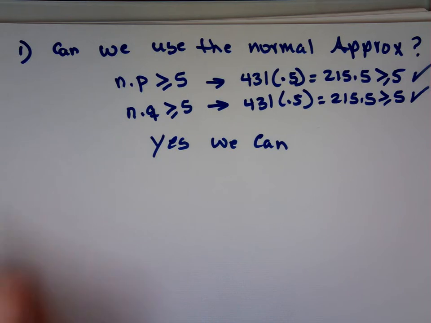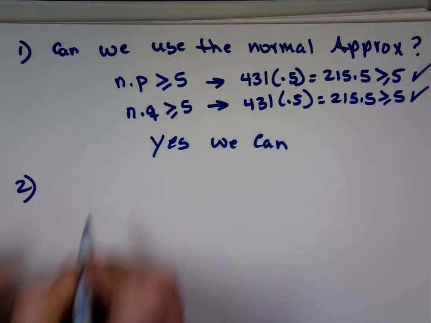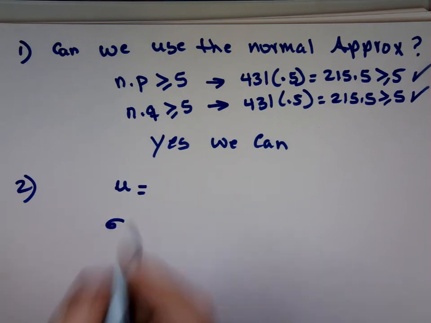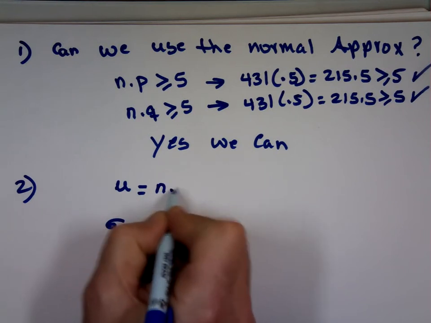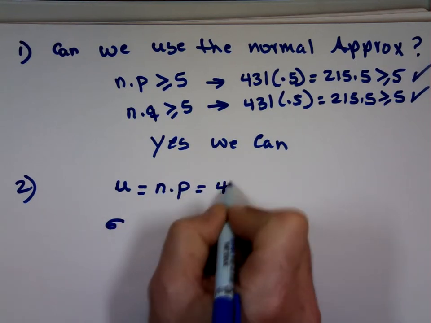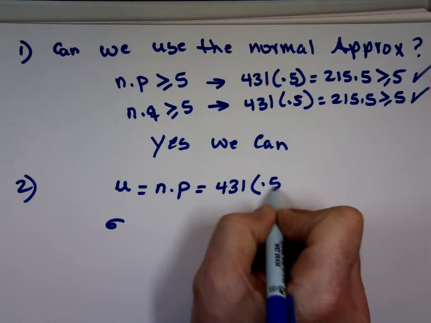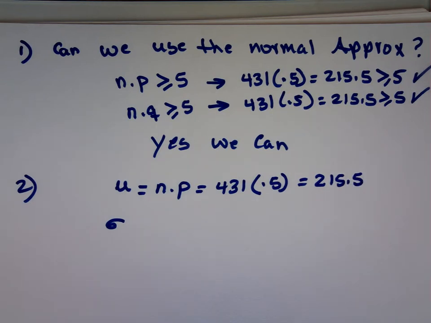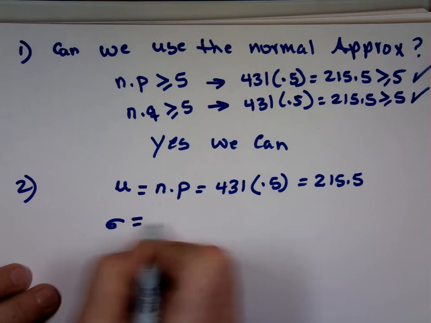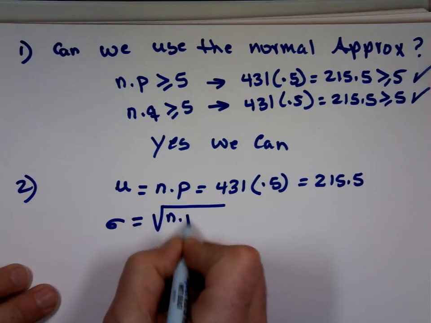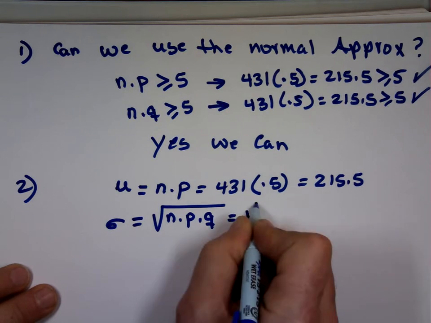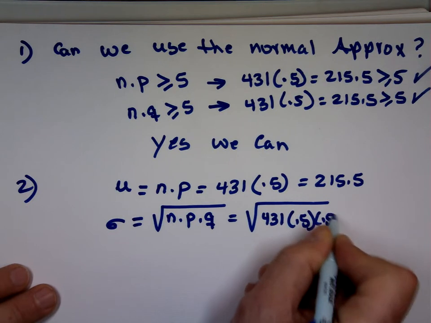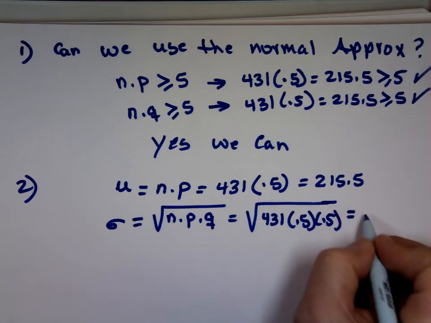Step number 2, what do you want to do? Calculate the mean and the standard deviation. The mean is n times p: 431 times 0.5, which is 215.5. The standard deviation is the square root of n times p times q: 431 times 0.5 times 0.5, take the square root of that, 10.38.